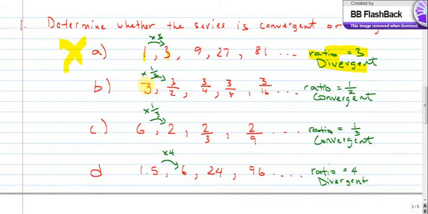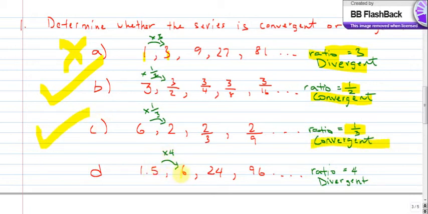From 3 to 3 over 2, you have to divide by 2. From 3 over 2 to 3 over 4, you have to divide by 2, or multiply by a half. So the ratio is a half. That means it's convergent. This will work. From 6 to get to 2, you have to multiply by a third, and so on, which means the ratio is a third. This is between -1 and 1, which makes it convergent again, so that works.